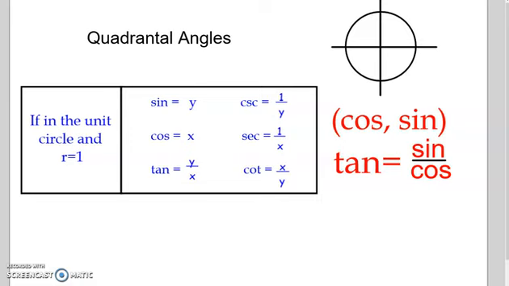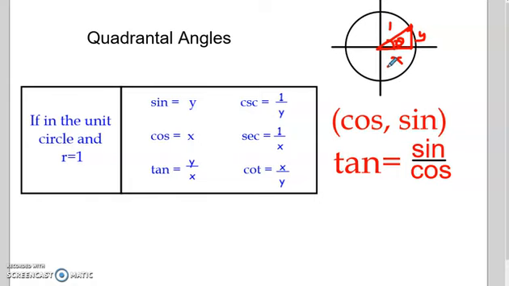So I can draw my triangle again. Let's do that here. And so this is my theta, and then this is 1 here, this is y, and this is x.